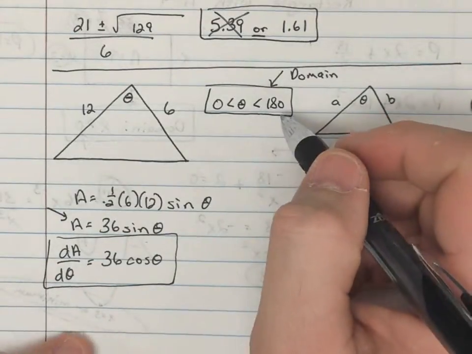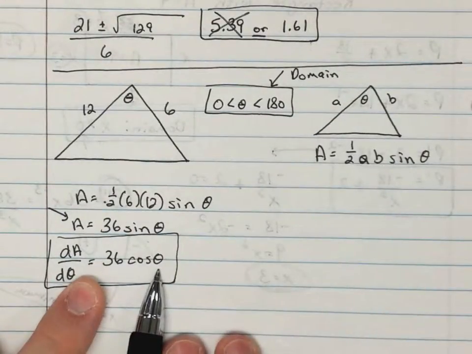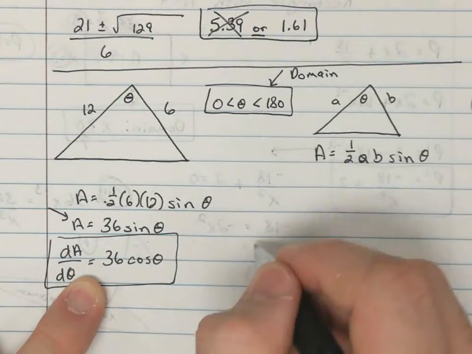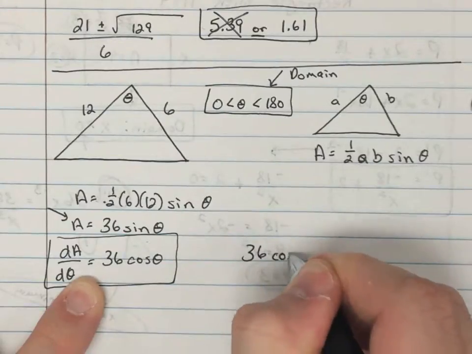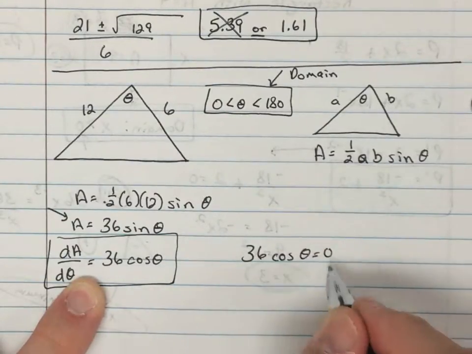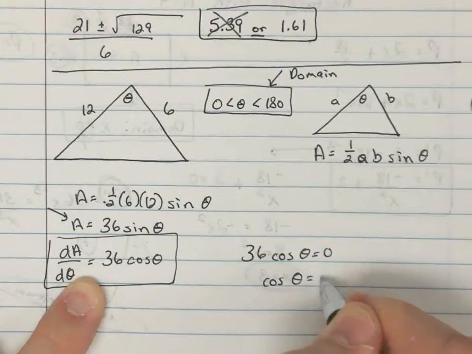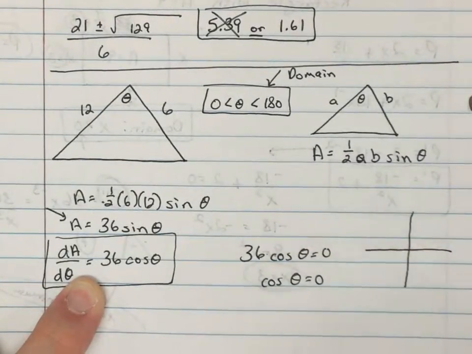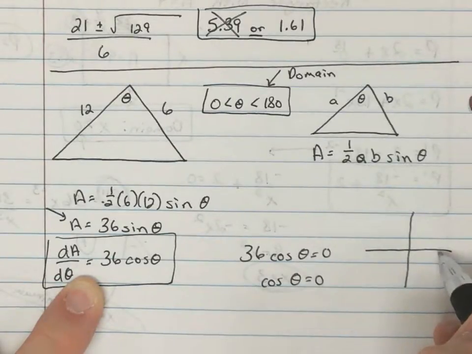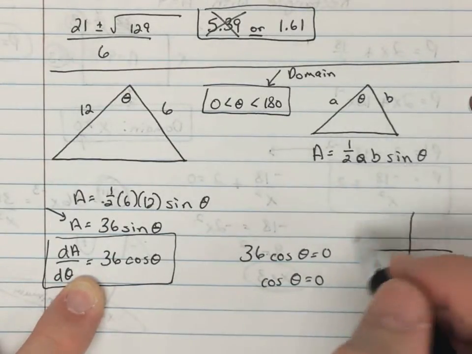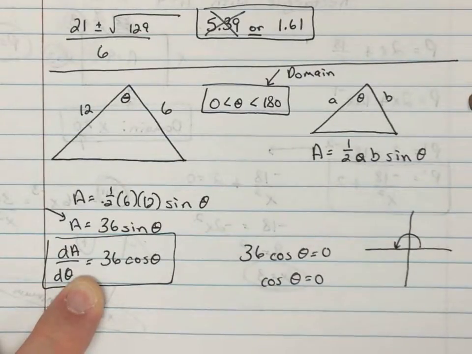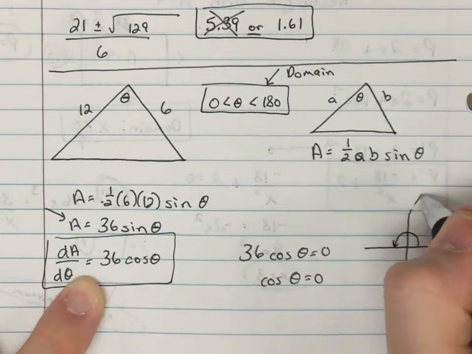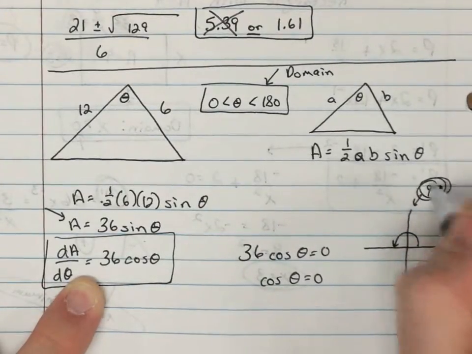So between 0 and 180, I've got to figure out where this is undefined. Nowhere. It's continuous. It's a cosine curve. Or where it's equal to 0. So we come over here and we set it equal to 0, divide by 36, and solve it. Simple trig equation. Where is cosine equal to 0 between 0 and 180? That's only from here to here. And I know that cosine is equal to 0 at 90 degrees.